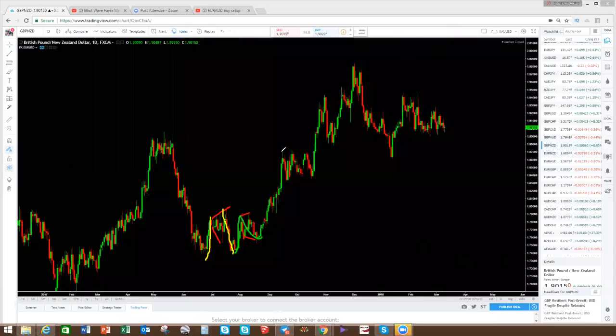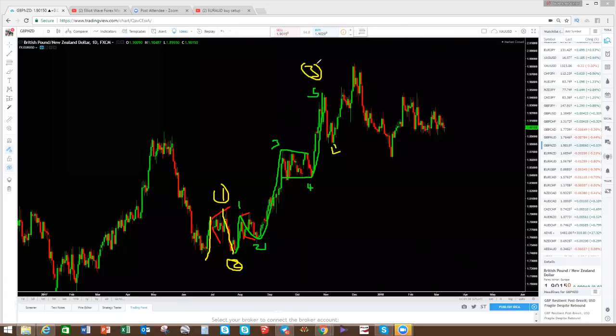1, 2, 3, 4, 5 in green. 1, 2, 3, 4, 5. We can even go into this structure and label it swing for swing. All right, so we don't have time to do that here. We do that in the mentorship group, in our premium group. 1, 2, 3, 4, 5, all waves in place.